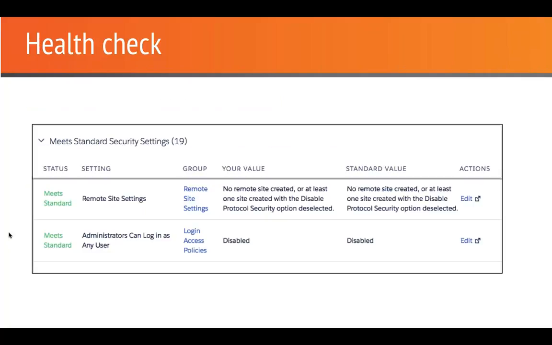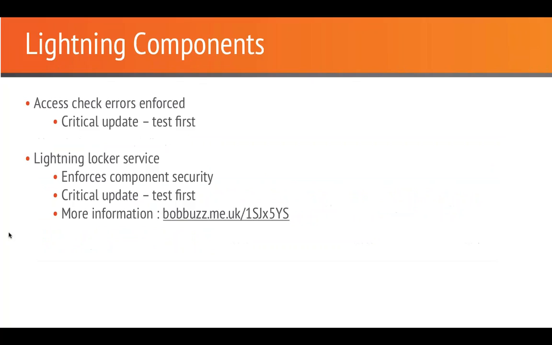So the Health Check page, a setup page that was introduced in Spring '16, now identifies risks in the remote site settings and login access policies. Also in Summer '16, this health check information is available via the Tooling API, if you desire to pull it out and surface it in another system or process it in another system. It's now available via an application programming interface.